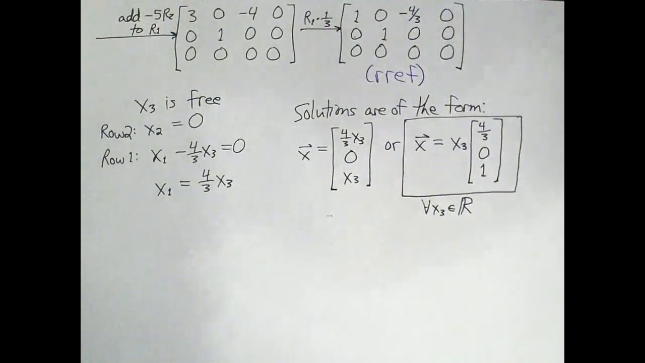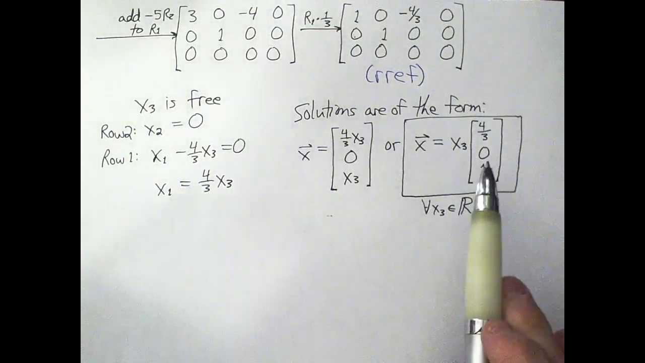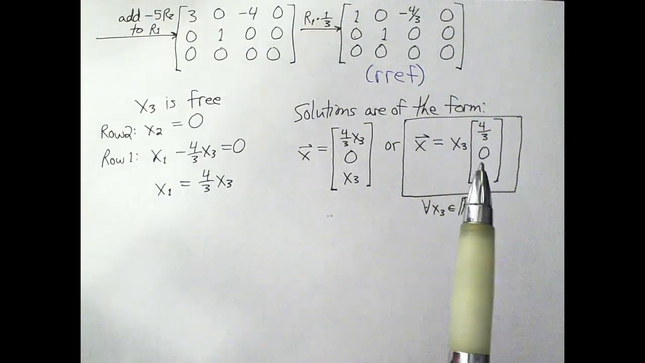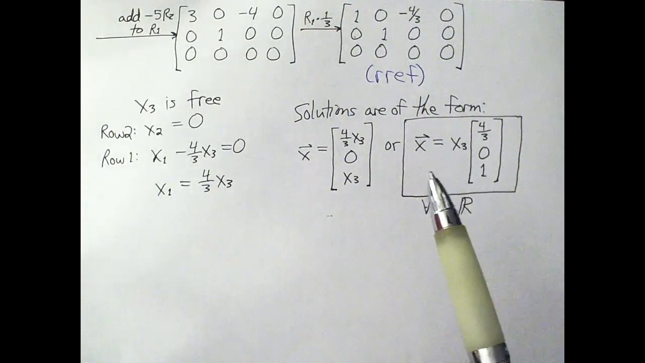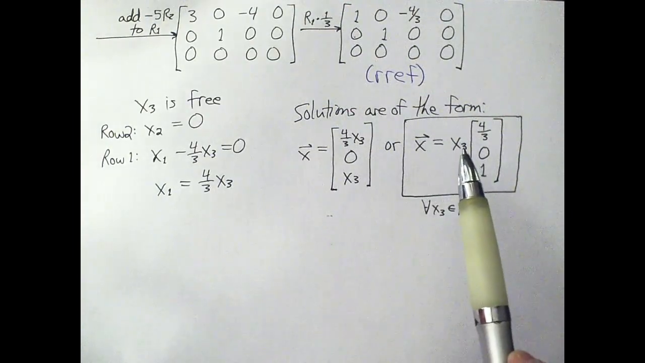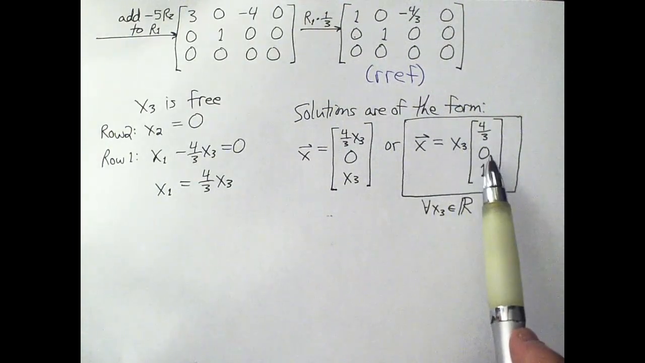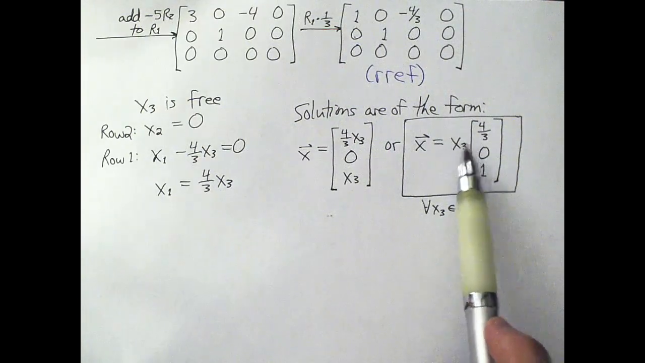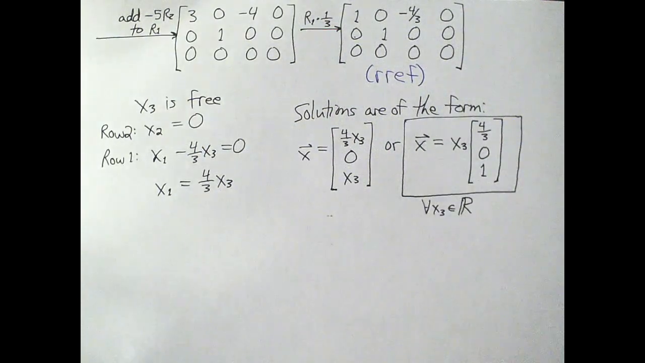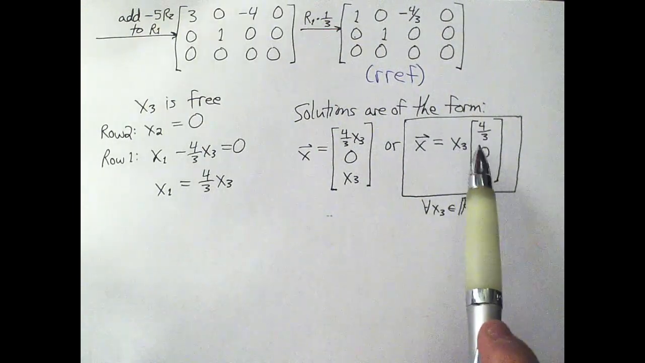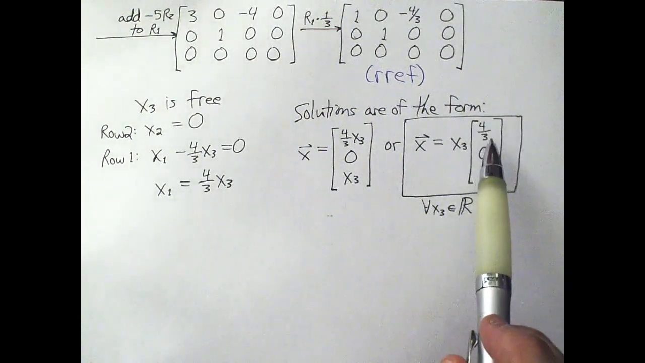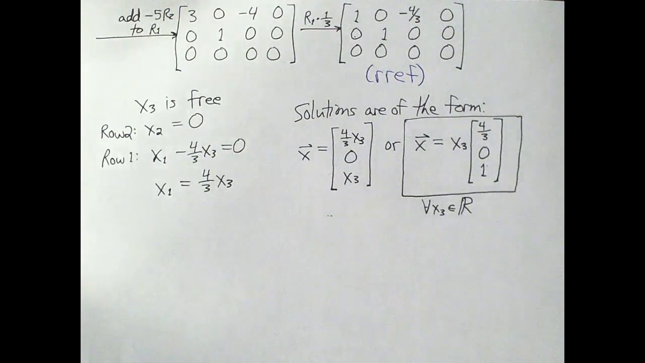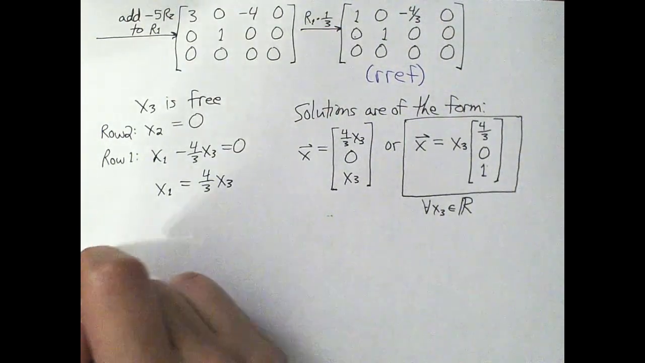So what's nice about writing the solution set this way? We found infinitely many solutions. When I write it in this manner, what's nice about it is it shows me that solutions to this system are any scalar multiple of this vector. Here's a vector, 4/3, 0, 1. Take that vector, multiply it by any real number you want, you've got yourself a solution. x3 could be 1, x3 could be 2, x3 could be a million. As long as you're multiplying it by this vector that we found, you've got a solution.